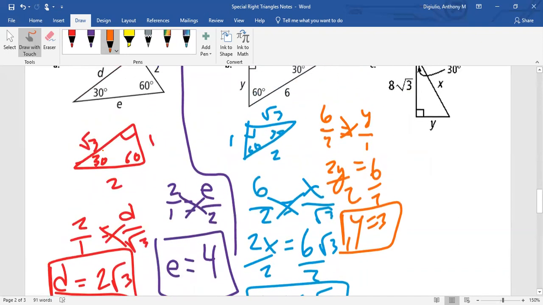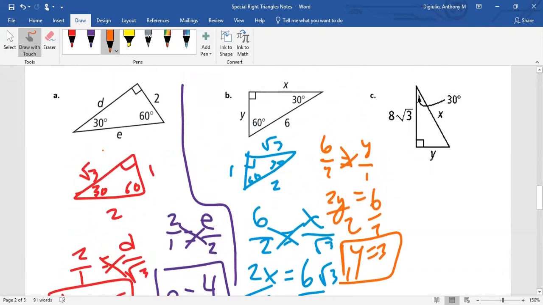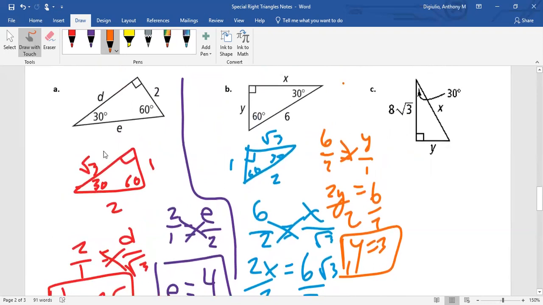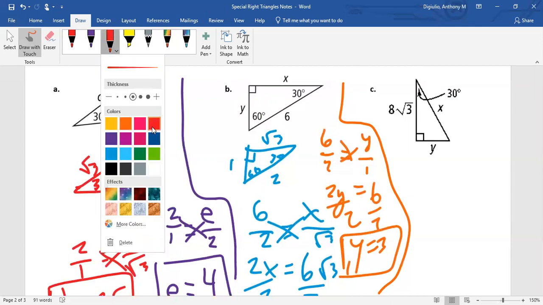Last but not least, this one might be the quote-unquote trickiest, and the reason for that is it looks like we're using the side across from the 60. Well, we are using the side across from the 60, but it's got that square root, that radical in it, and I know people tend not to like that very much. So I think that's the only quote-unquote tricky part about this problem. But again, it is nothing, let's use lime green, nothing we can't handle.